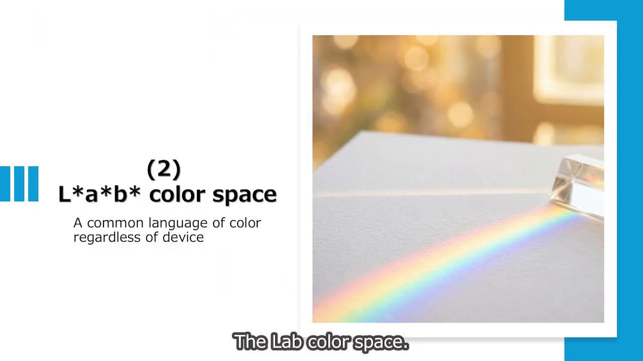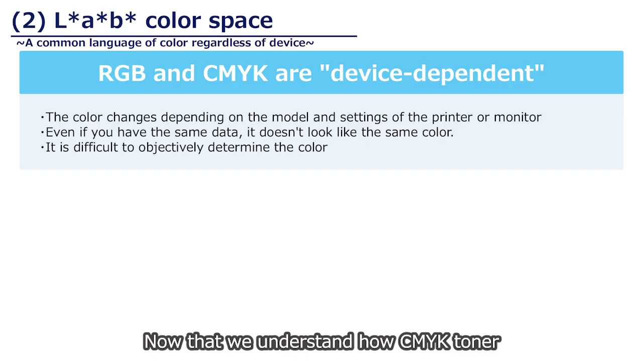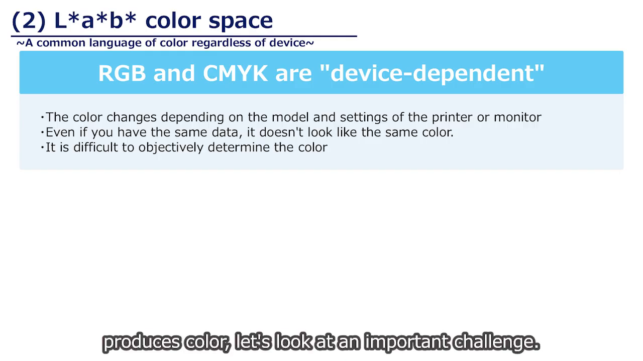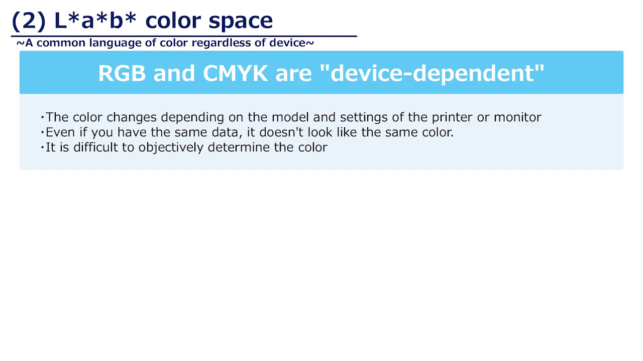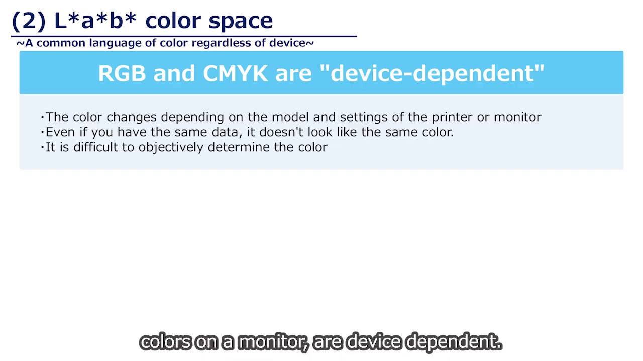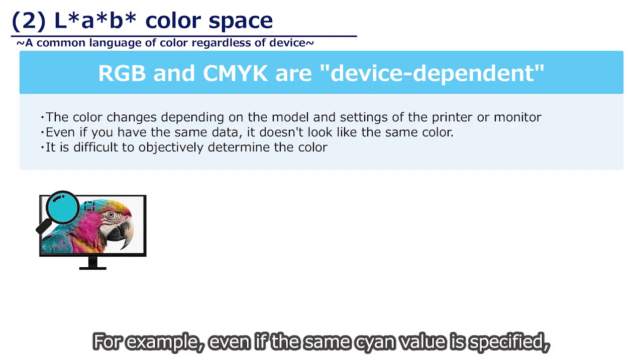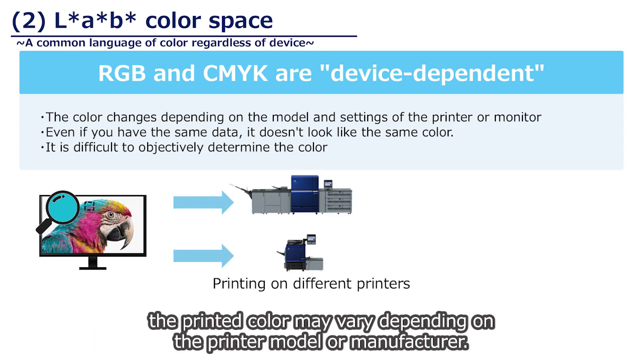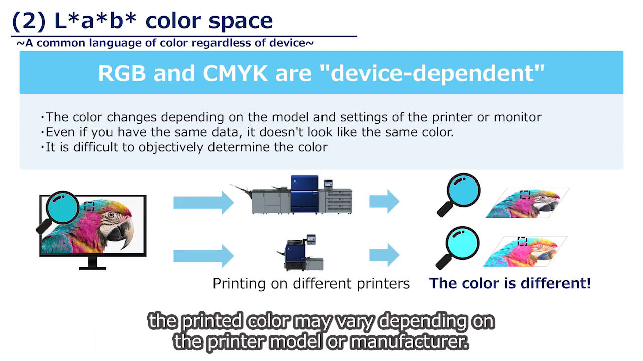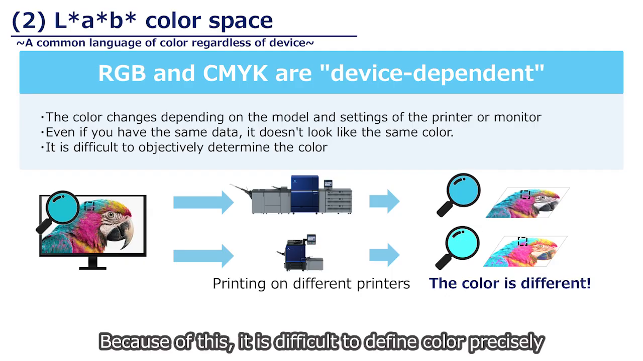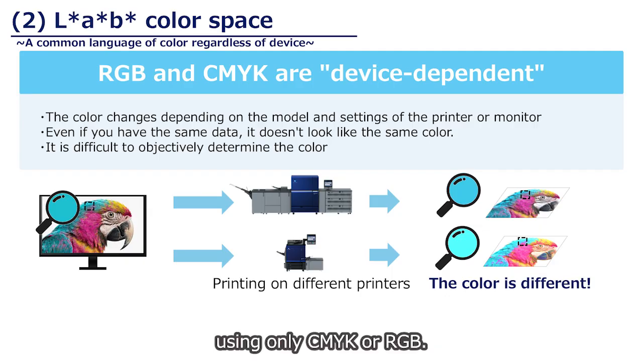The lab color space. Now that we understand how CMYK toner produces color, let's look at an important challenge. Colors such as CMYK, or RGB colors on a monitor, are device-dependent. This means the same color values can look different on different devices. For example, even if the same cyan value is specified, the printed color may vary depending on the printer model or manufacturer. Because of this, it is difficult to define color precisely using only CMYK or RGB.